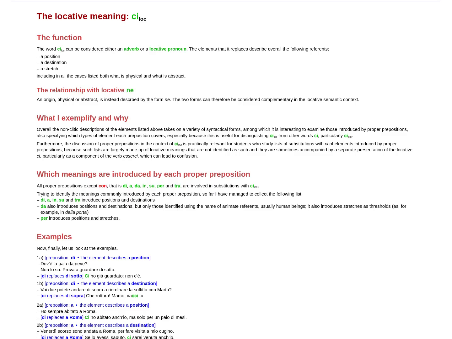The elements that C locativo replaces describe overall the following referents: positions, destinations, stretches, including in all the three cases both what is physical and what is abstract. If you are wondering what I mean by referent, for the purpose of this discussion you may consider it the entity described by a word in a specific context, so that, for example, the referent of the word io is the person who uses it. While there is not much to say about the physical referents of C locativo, the abstract ones are varied and more difficult to manage. If you want to try writing examples with the latter in the comments to this video, I will check them.